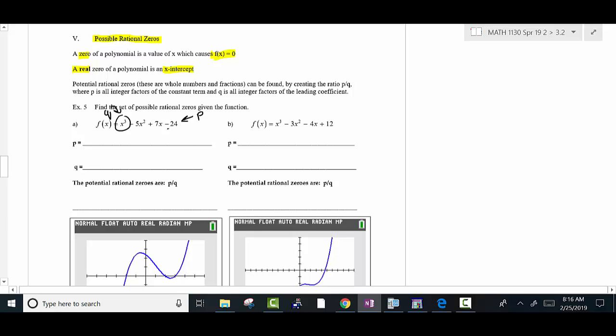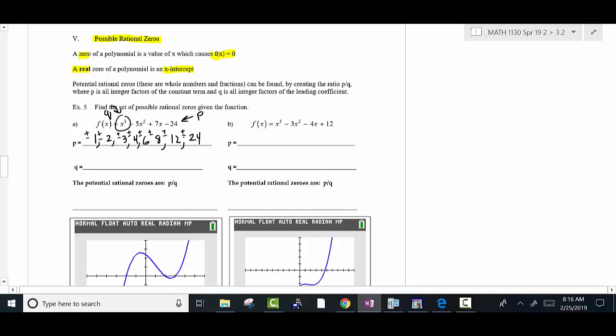P is all the factors of 24. Now, there's a bunch of numbers that go into 24, and I always do my list like this, kind of going outside in. So 1 and 24 multiply together. You also got 2 and 12. Then you've got 3 and 8. And then you've got 4 and 6. So if you do outside in, that's a good way to keep track of all that stuff. And then they're all plus minus. You have to put the little plus minus on every single one of those, because it's possible that your factors could be negative in this case.